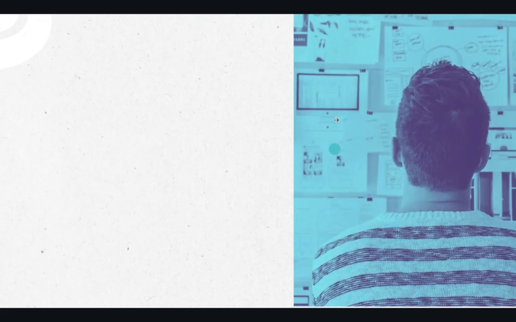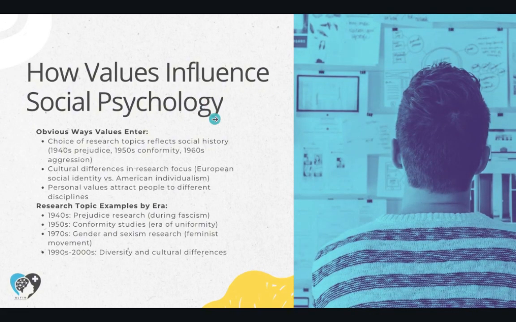Let's now move on because we're done talking about the five organizing principles ni social psych. Let's now talk about values sa social psychology and how they influence it. Let's look at the bigger picture first. We will talk about how values influence social psychologists in their research. Sometimes it happens in obvious ways. So let's look first at the obvious way that values influence social psych.